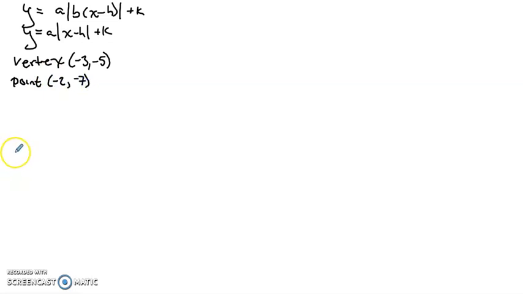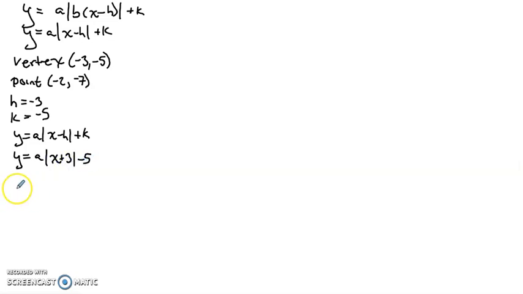So remember that h and k are the x and y values of the vertex. So here, h is -3, k is -5, and then we're going to use this x and this y to solve for a. So let's start plugging in things that we know. y equals a times the absolute value of x minus h, plus k. We can plug in our h and our k. So we'll get y equals a times the absolute value of x minus (-3), which turns into x plus 3, and then our k is -5.